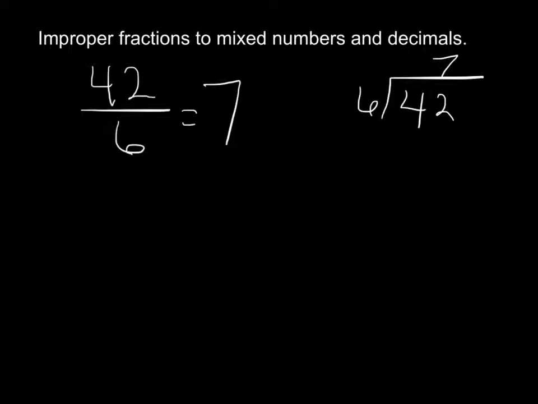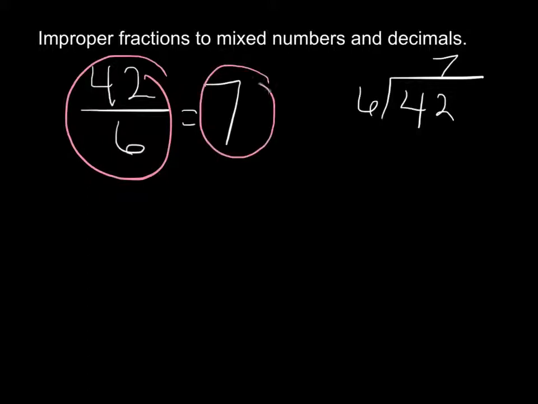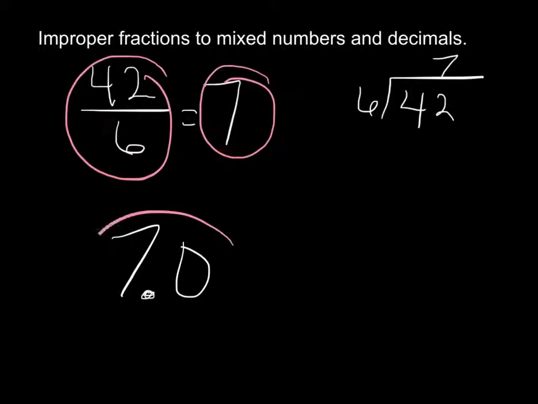So if this is our improper fraction, this is written as our mixed number. What about a decimal? Say, Miss Brookins, there's nothing behind it. So 7 is our whole number, and I wrote it in the wrong color again, but that's okay. 7 is our whole number. 7.0 can be our decimal. 7 whole ones and nothing behind it. So we still have an improper fraction, mixed number, and now we have the decimal.